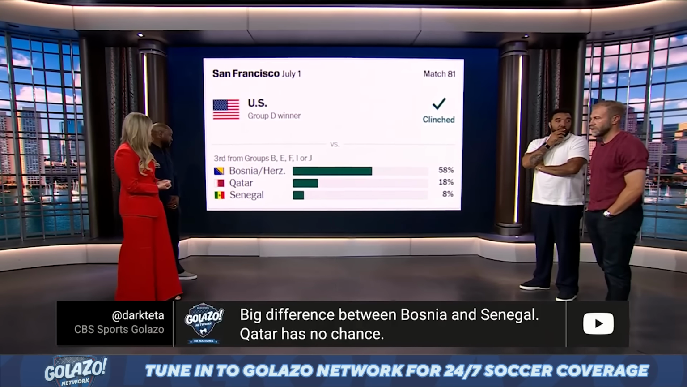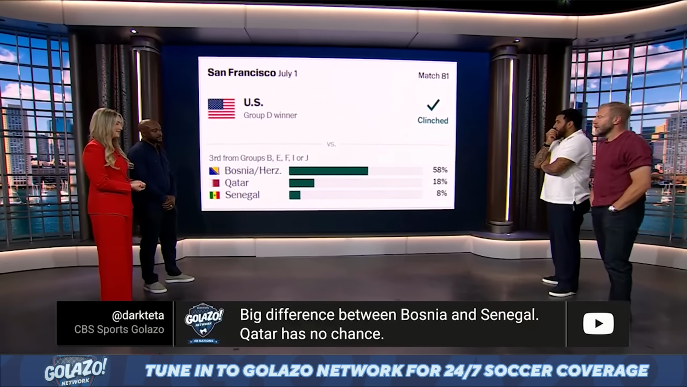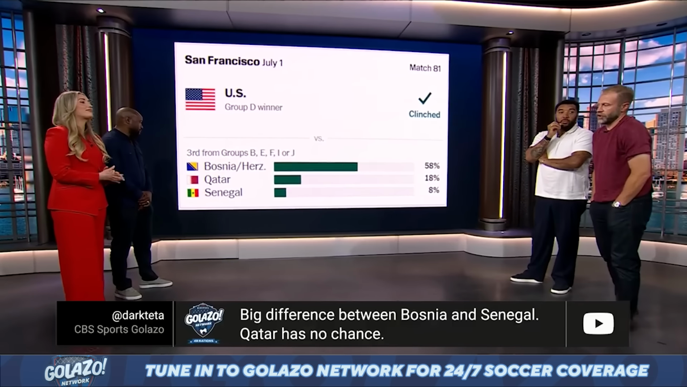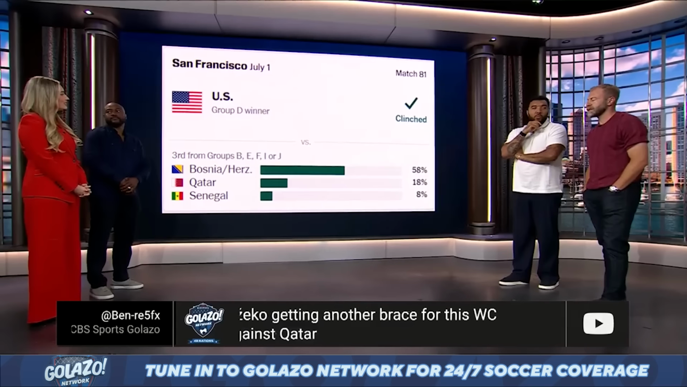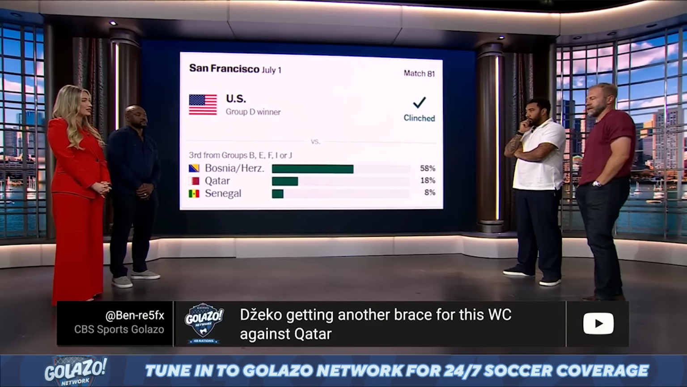Well, they're not going to face Senegal, there's an 8% chance, no? The realistic one is Bosnia and Herzegovina. Either one. Qatar. They'd rather face Qatar. Obviously, I watched Qatar play in the first game. Bosnia got a little bit more about them, a little bit more difficult to play against. They'll be organized. But yeah, they certainly want to play against Qatar.